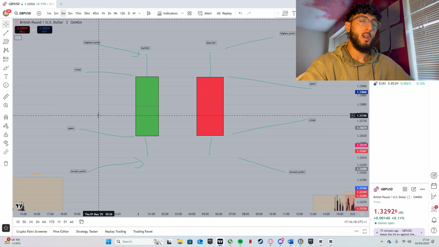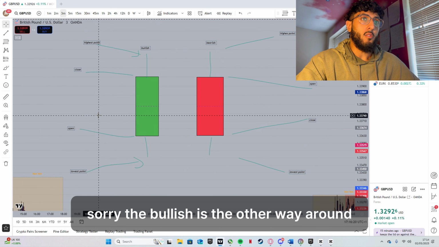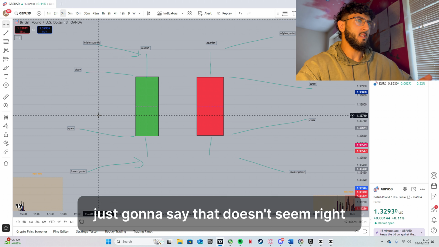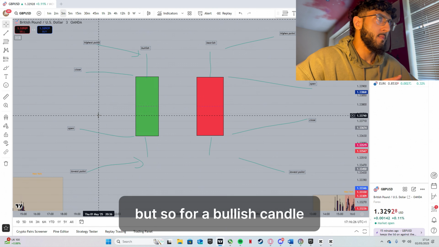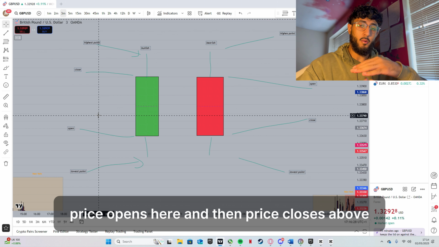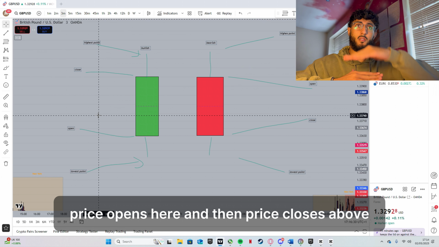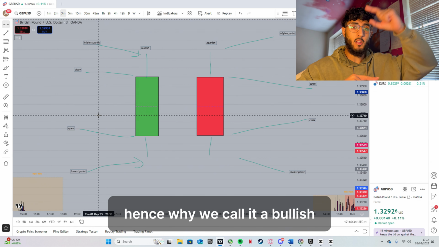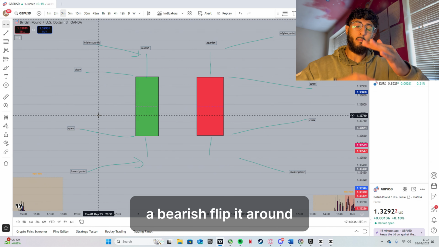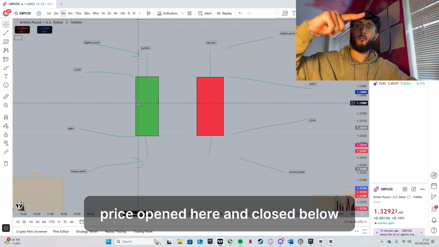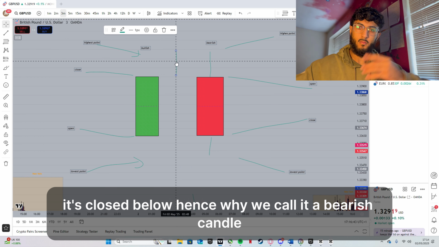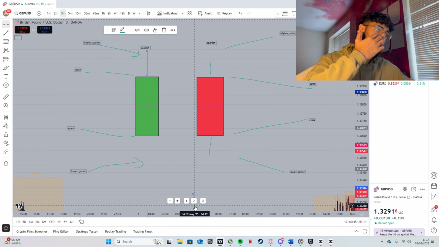Now, of course, sorry, the bullish is the other way around. So for a bullish candle, price opens here and then price closes above. That shows that price has started here and closed above, meaning there's been an increase, hence why we call it a bullish. A bearish, flip it around, price opened here and closed below, price has gone down, it's closed below, hence why we call it a bearish candle.